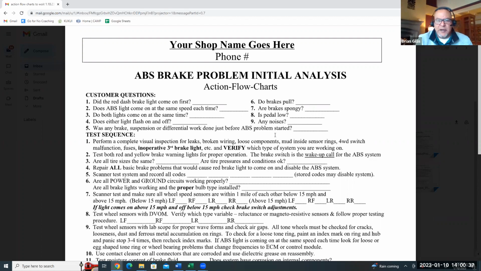I love the idea of the blue and the red for the back shop and front shop, and then purple when it's an action flow chart that can be used both by the front counter and the back shop.